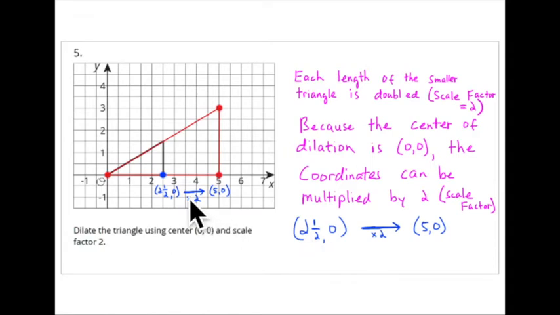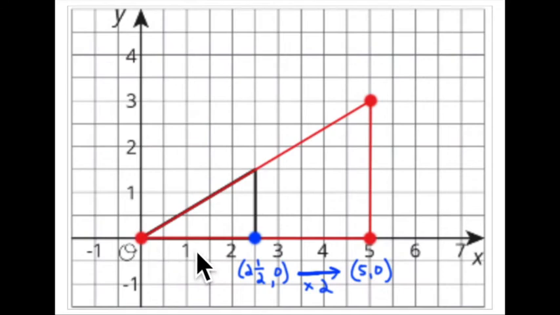So in the first case, this point right here is at point 2.5, 0. If I multiply the x coordinate by 2, that's going to take me out to 5, and 2 times 0 is 0. So this length is going to be doubled from 2.5 to 5, and it's still along the x-axis because the y-coordinate is 0. So here it is zoomed in a little bit. This is 2.5, 0, and 2 times 2.5 is 5, and 2 times 0 is 0. So it takes you out to this point right here, which is 5, 0.